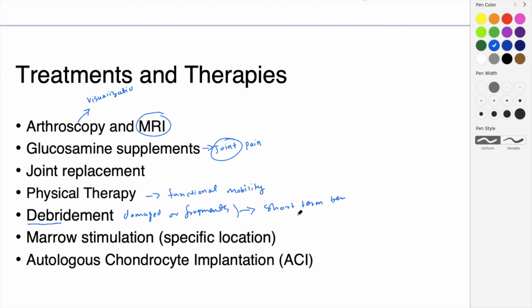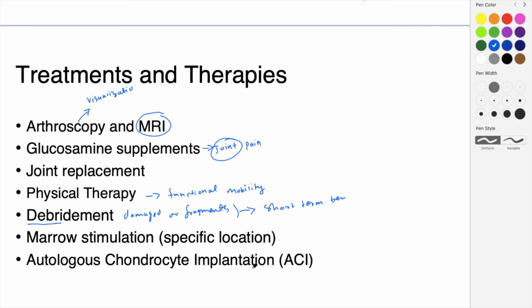Another is called marrow stimulation. We do it for a specific location; we cannot do this for all types of locations, only for certain locations. I don't want to go into detail, but just think about that marrow stimulation does exist. We can stimulate the marrow and do the treatment for cartilage.